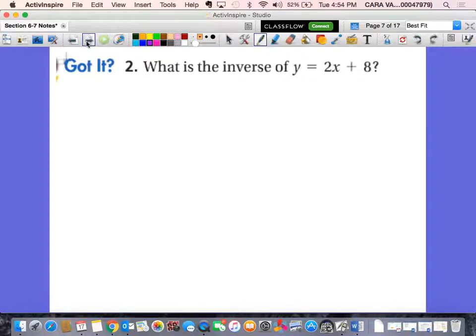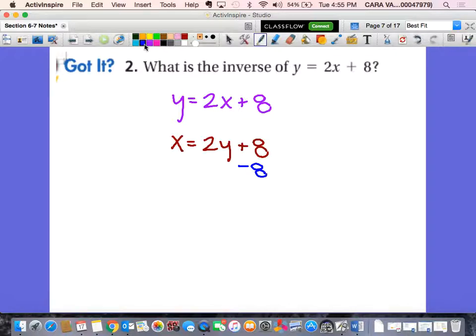Let's look at another problem very similar. What is the inverse of y equals 2x plus 8? I have my equation. My first step is to switch the x and the y. So x equals 2y plus 8. And then my last step, I'm going to solve for y. So I'm going to subtract the 8. I get x minus 8 equals 2y. And I'm going to divide both sides by the 2.